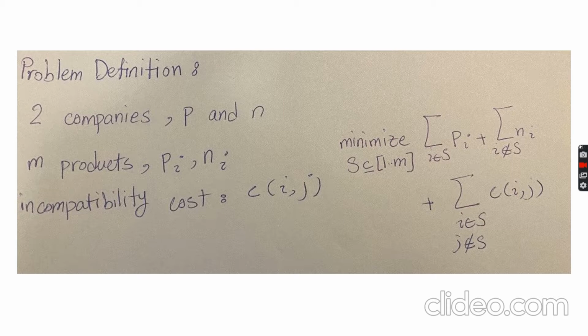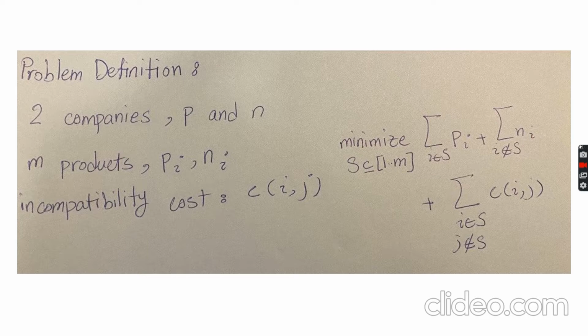And company P charges P_i for the product i, and company N charges N_i for the same version of that product when it produces it. Now, assume that you're a customer and you want to buy all these M products, but you want to do that such that the total price that you pay is the minimum.